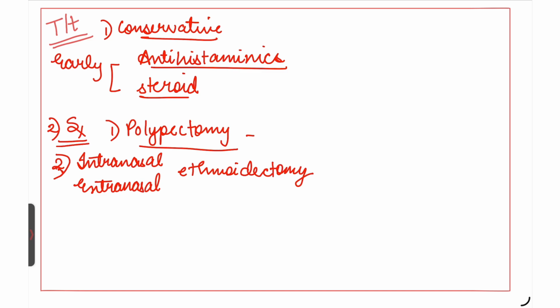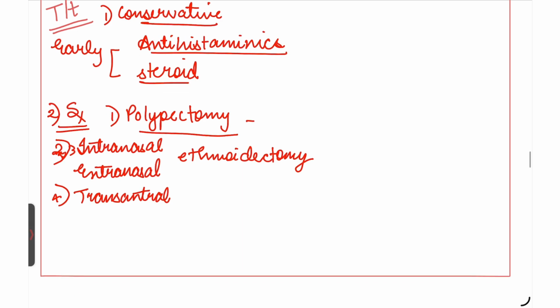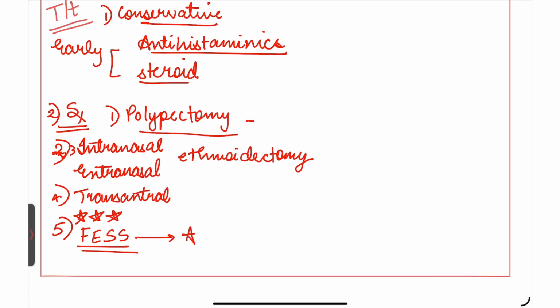Next we have transantral ethmoidectomy. As the name suggests, it is through the antrum. So it is by the Caldwell-Luc approach. We do this when the infection and polypoidal changes are also seen in the maxillary antrum. And the most important surgical procedure here is endoscopic sinus surgery, or FESS, functional endoscopic sinus surgery. This is the most preferred method now. This is done with endoscopes which have angulations.